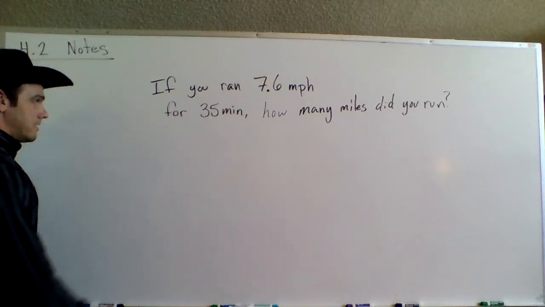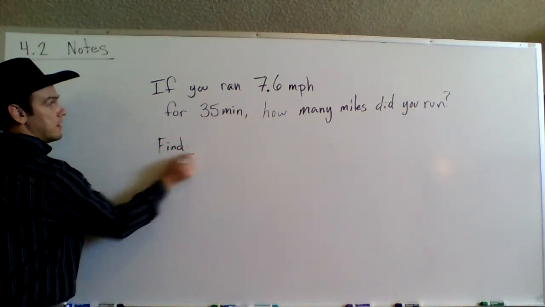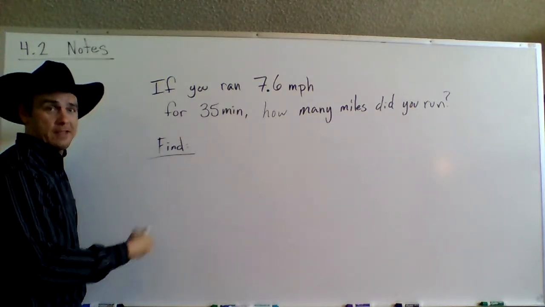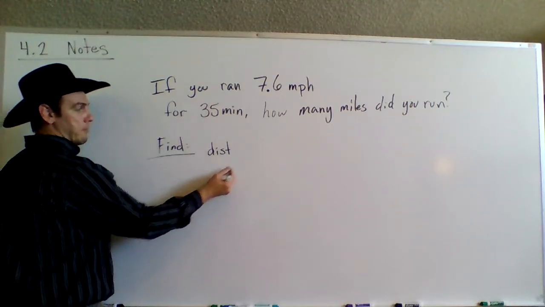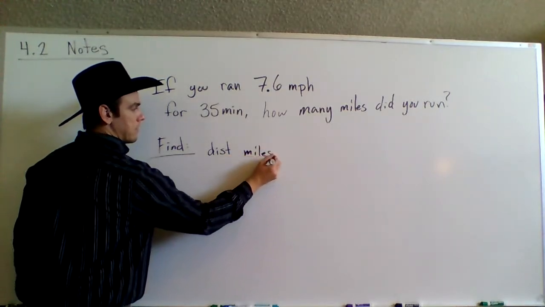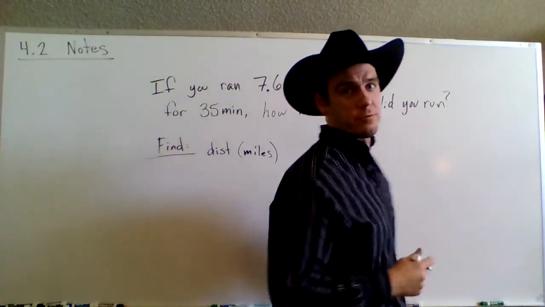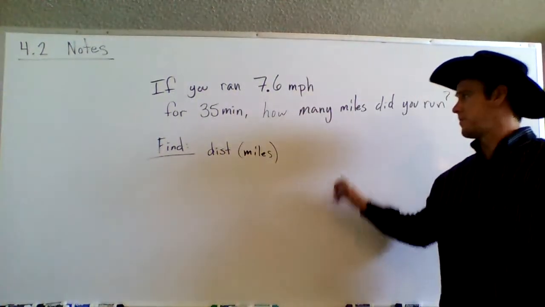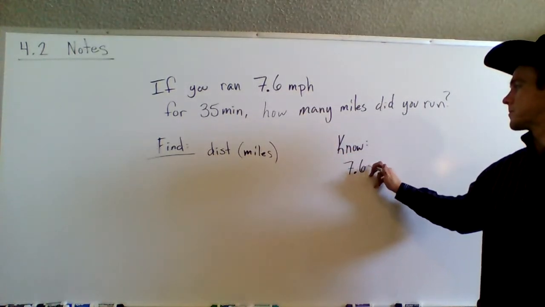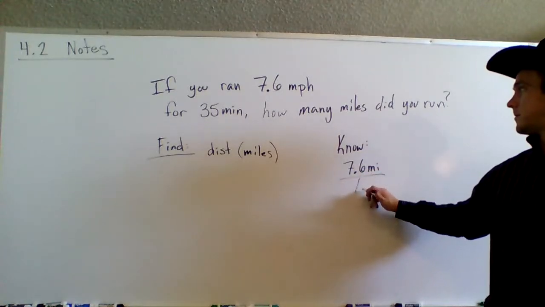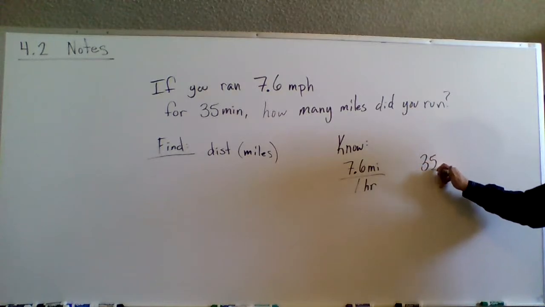All right, we're back. So, what am I trying to find? I'm trying to find how many miles I ran. That's a distance again. Man, we're finding lots of distances. Okay, I want to know it in miles though. I know two things. I know my speed, which was 7.6 miles per hour. Okay, the other thing I know is a time, which is 35 minutes.